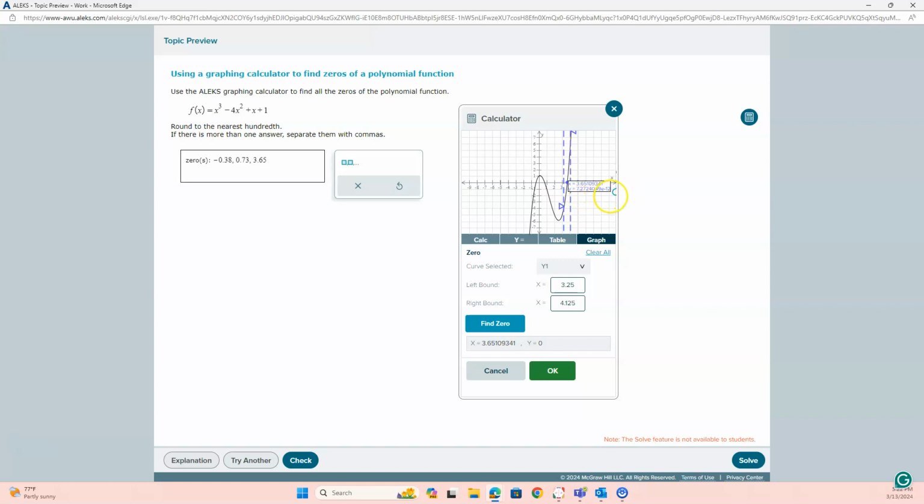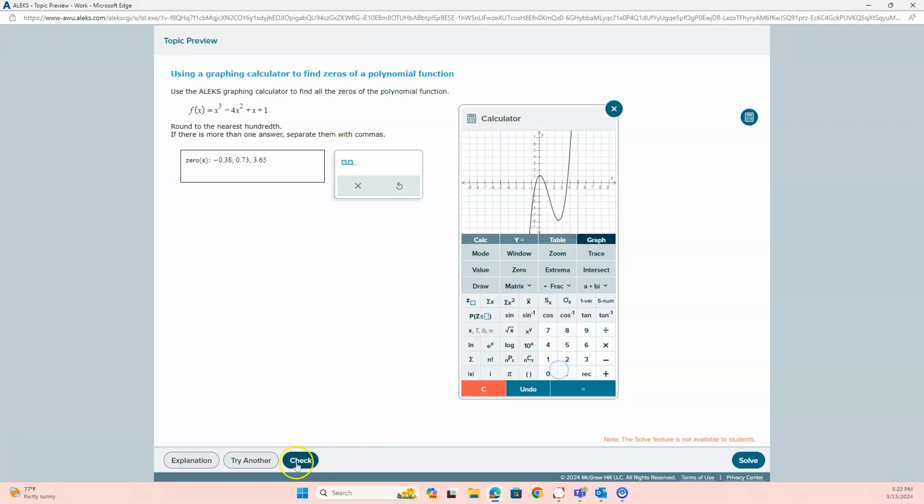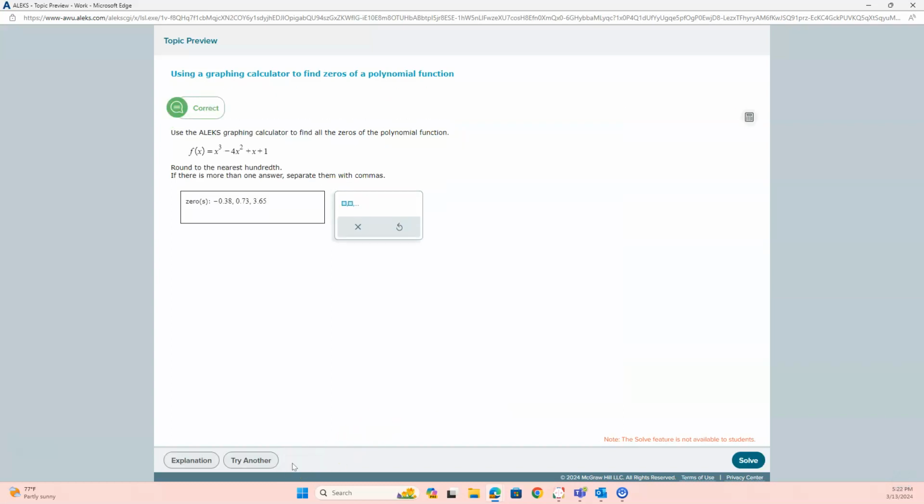7 point something e to the negative 12. So that's really, really close to zero. It's just the best we can get right there. For all intents and purposes, you consider that to be a zero. Okay? And there we go.